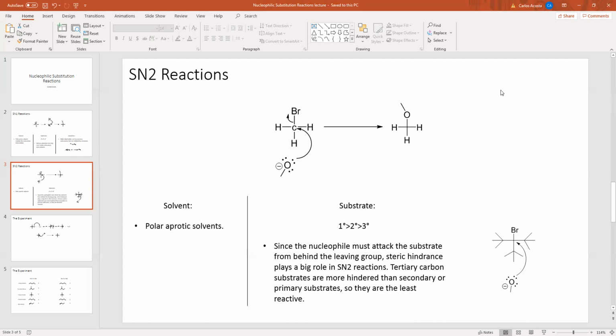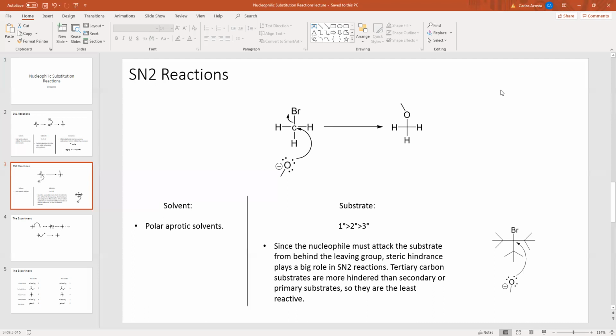And this is because the nucleophile needs to attack the substrate 180 degrees from the leaving group, right? So it has to get in close proximity with that carbon in order to donate electron density. And primary substrates are the least hindered. Well, actually, methyl substrates are, but we're not going to talk about that. So primary substrates are the least hindered, so it's easy for the nucleophile to get close to that carbon.